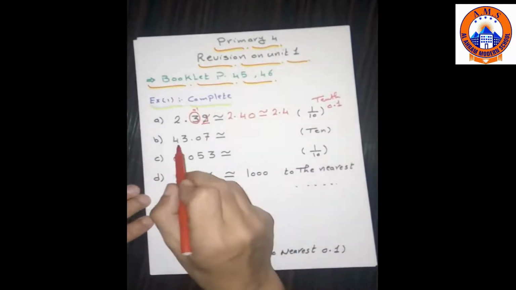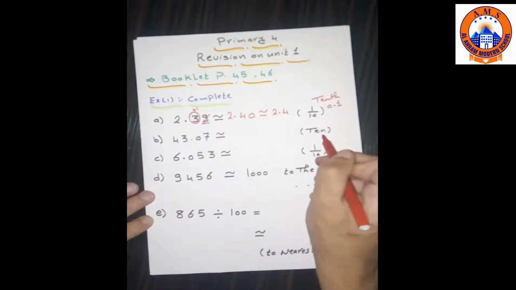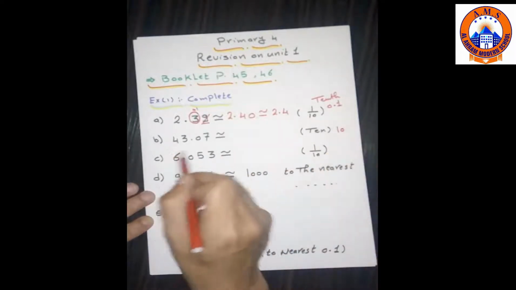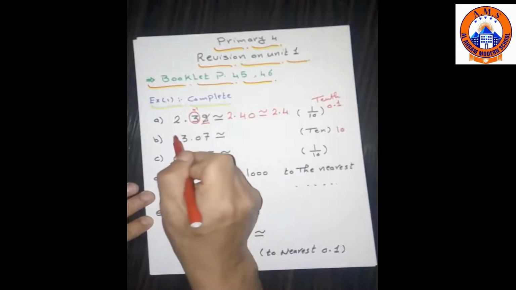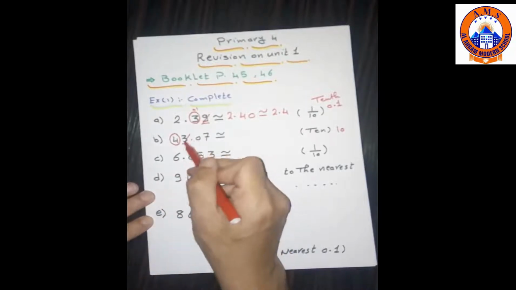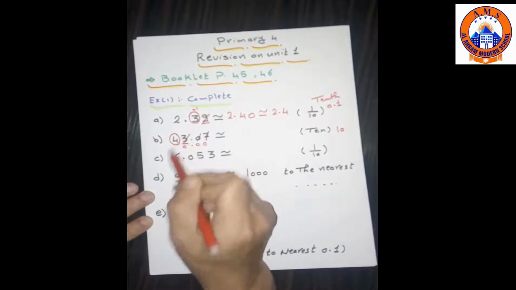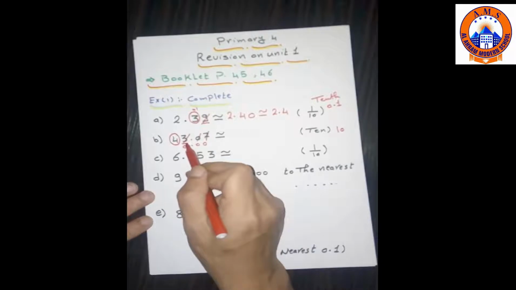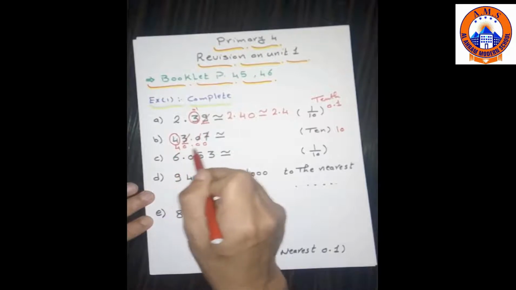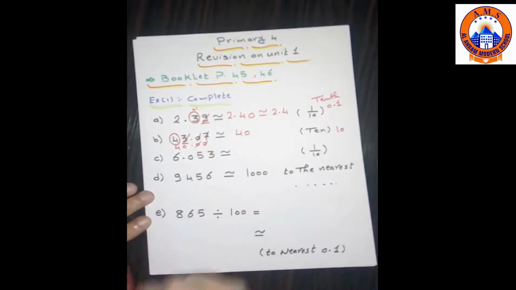Question number B. We have 43.07 and we want to approximate it to the nearest 10. The number in the tens digit is the number 4, and we underline the following digit, which is 3. All the following digits will be turned into zeros. The underlined digit, the 3, is a poor number, so it will not increase the 4; the 4 will stay as it is. So this number can be written as 40, because we delete the decimal point and the following zeros.